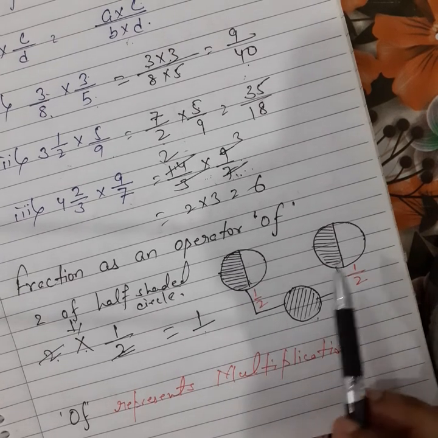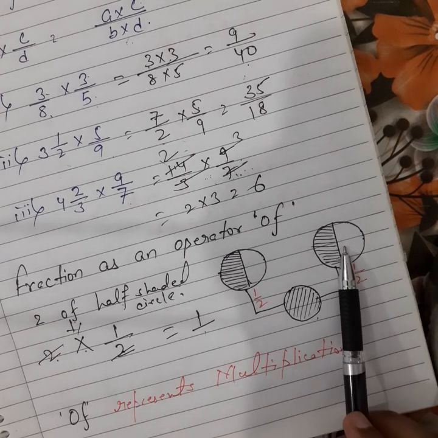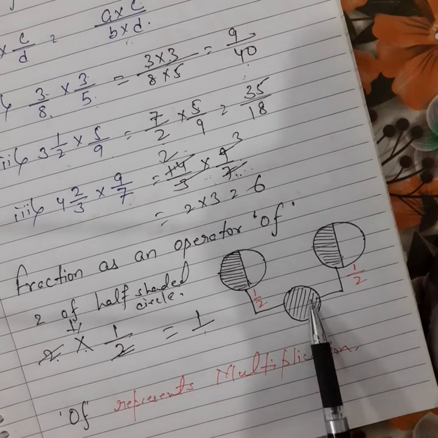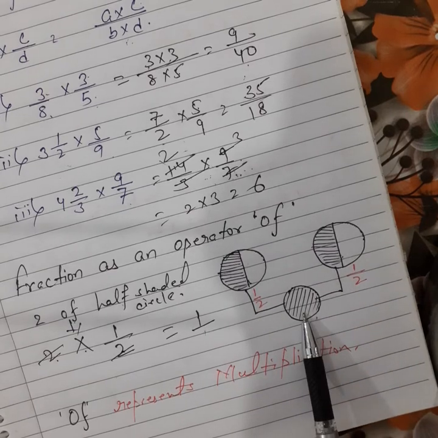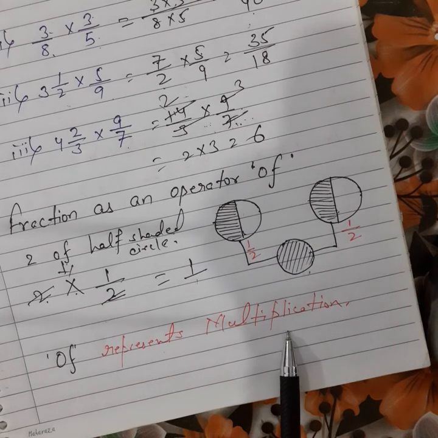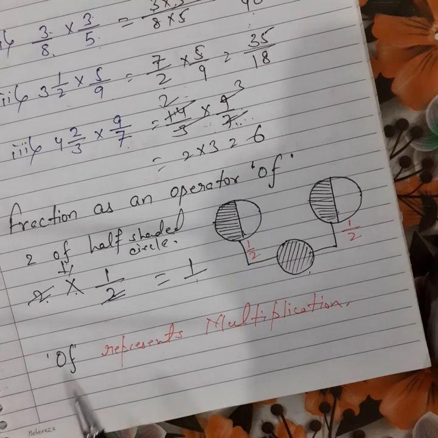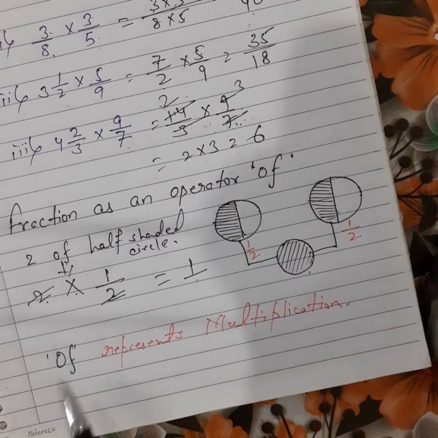Again here we have 2 of half shaded circle. 2 of half shaded circle means 2 multiplied with half and we get 1 full shaded circle when we combine the two. Okay. It means of represents multiplication. Student, everywhere in mathematics, the operator of represents multiplication. Now we are going to solve some questions based on the operator of.